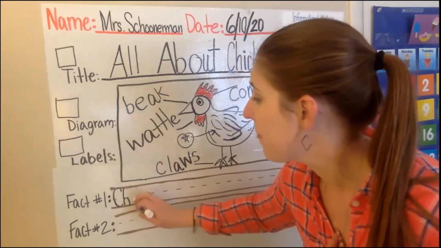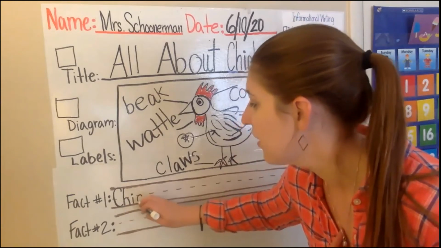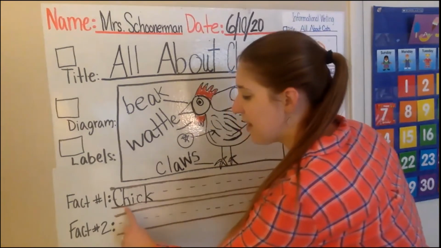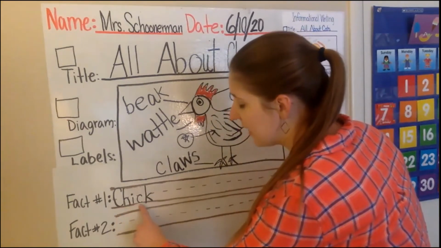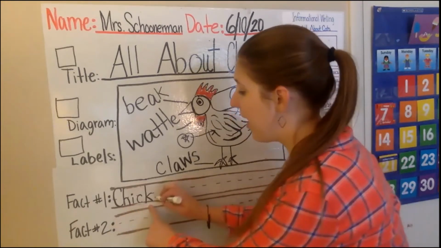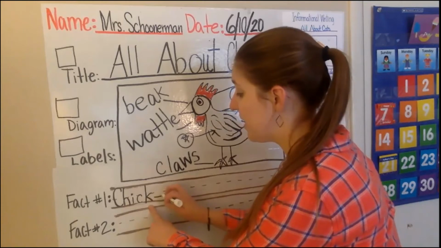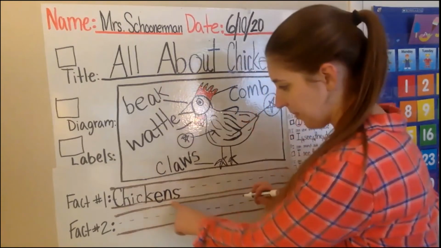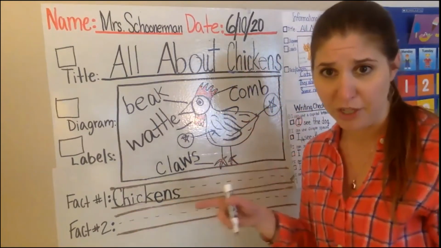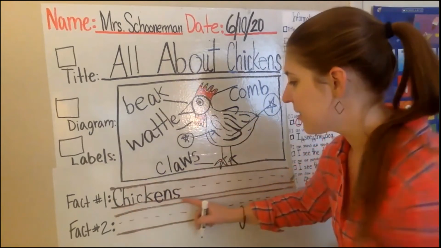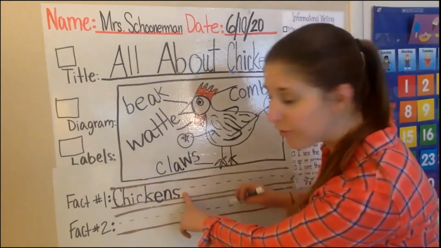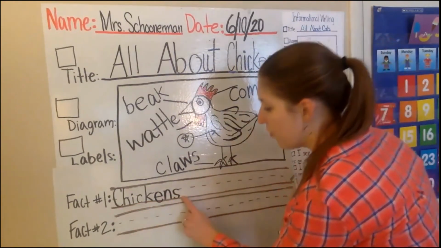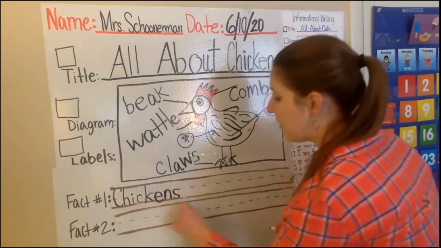Ch. So far we've spelled chick. C-H-I-C-K. Chick. Ends in an E, N. Chickens. So make it plural. So we're talking about more than one chicken. Chickens have, leave a finger space. Good writers make sure they leave a finger space when they go to write a new word. So this is a word. Now it's time for the next word.